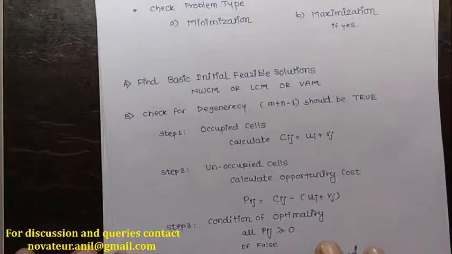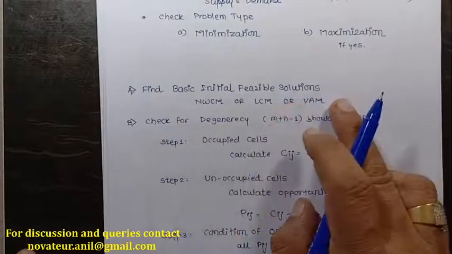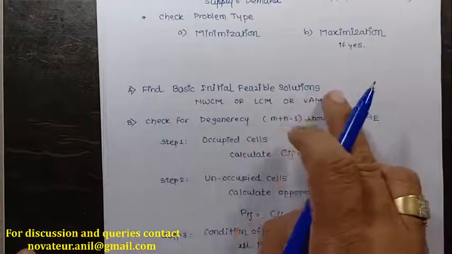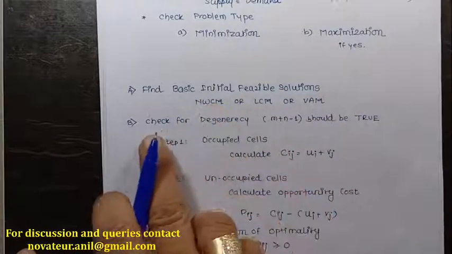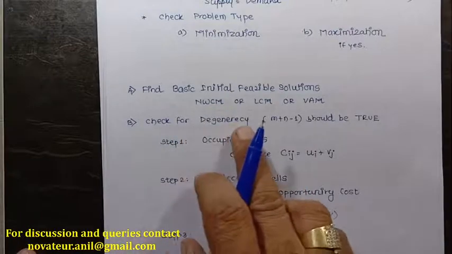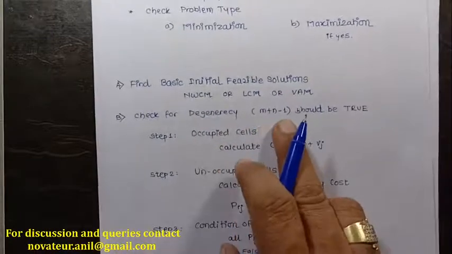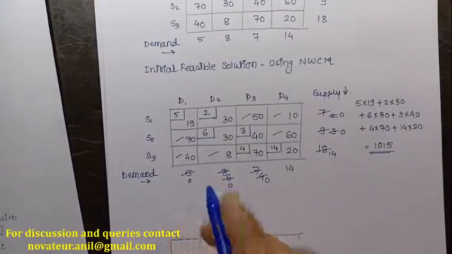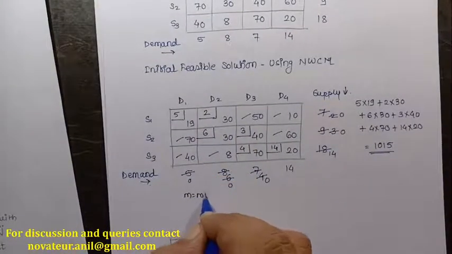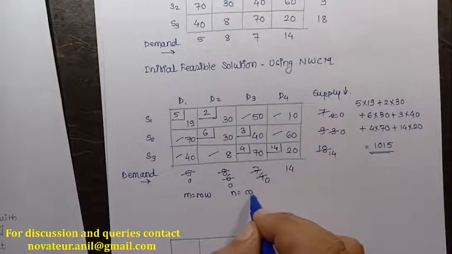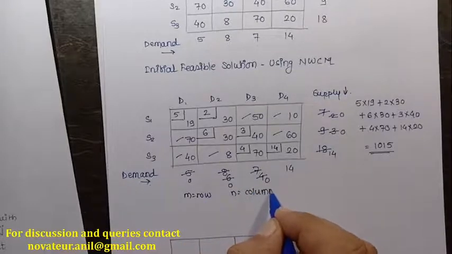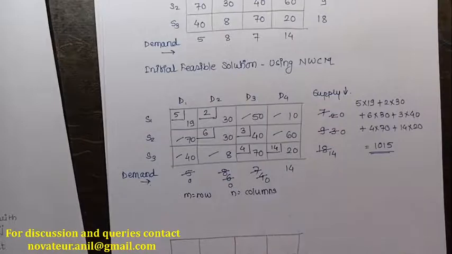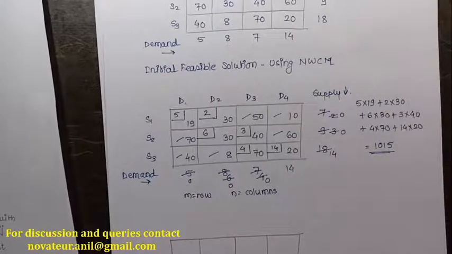Let's check what the flow says: find the feasible solution. We have done with it. Next, we need to check for degeneracy, that is, whether m plus n minus 1 holds or not. M is the number of rows and n is the number of columns. So here there are 3 rows and 4 columns, 3 plus 4 is 7, minus 1 is equal to 6.